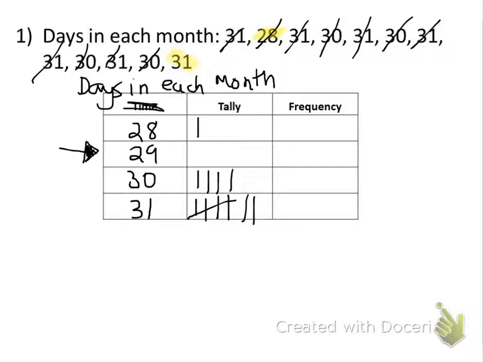Alright, now we write our number for our frequency. We have 1 month with 28 days, 0 months with 29 days, 4 months with 30 days, and 7 months with 31 days. And that's it for our frequency table.